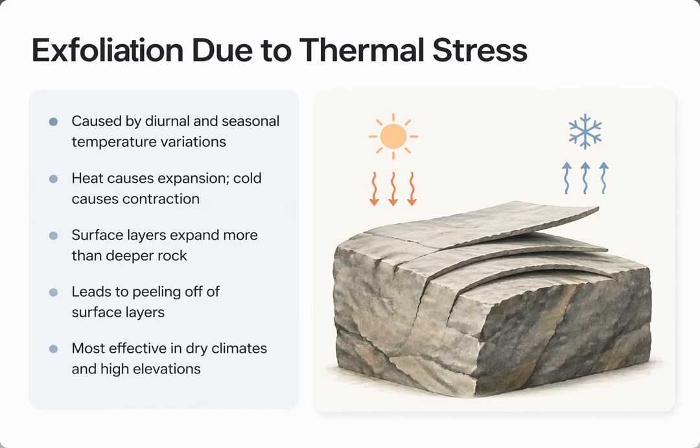Exfoliation can also be caused by thermal stress. This is driven by extreme temperature variations between day and night or between seasons. As the rock heats up under the sun, it expands. As it cools at night, it contracts. Because rocks are poor conductors of heat, only the outer surface expands and contracts significantly, while the deeper rock remains stable. This differential movement causes the outer layers to peel off. You will see this most often in dry climates and high elevations, where temperature swings are drastic.